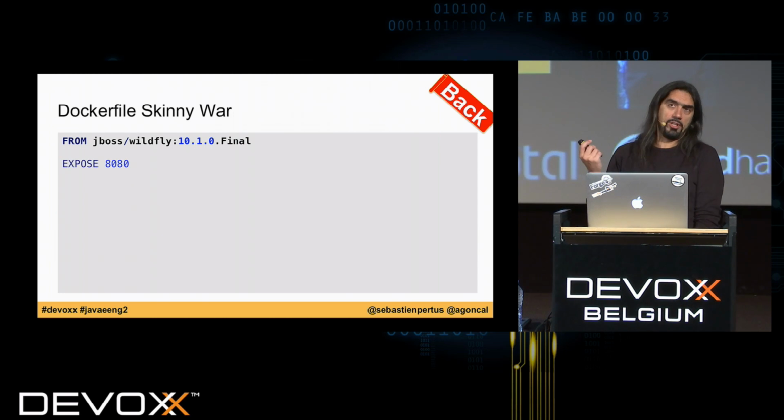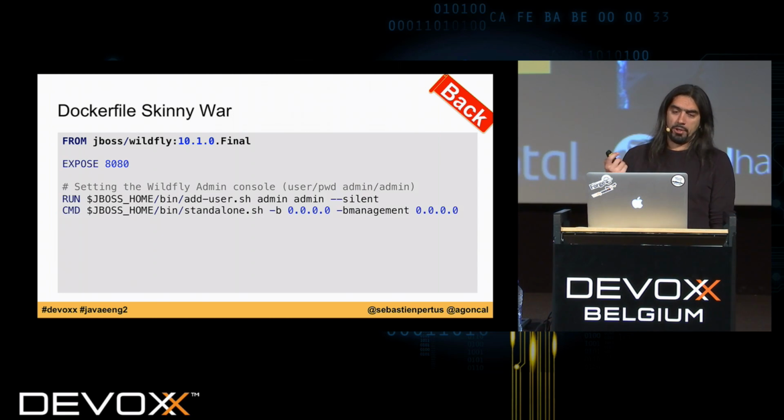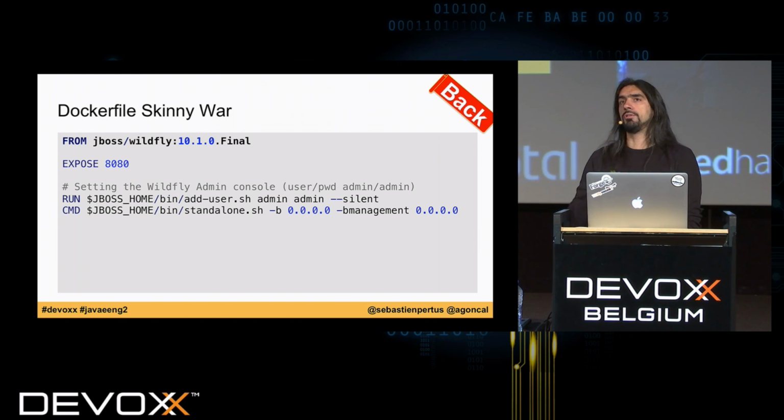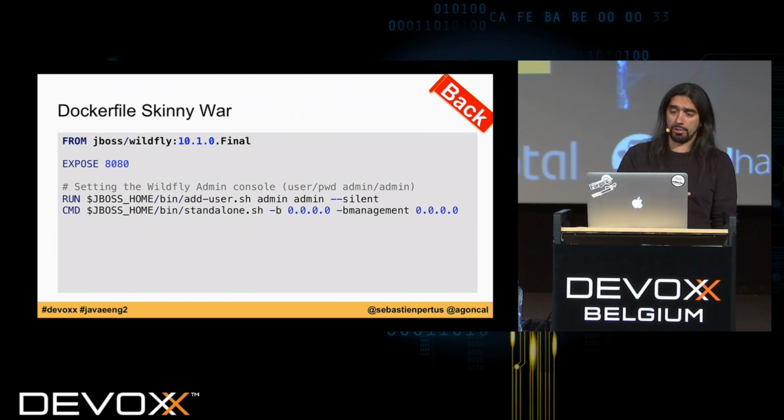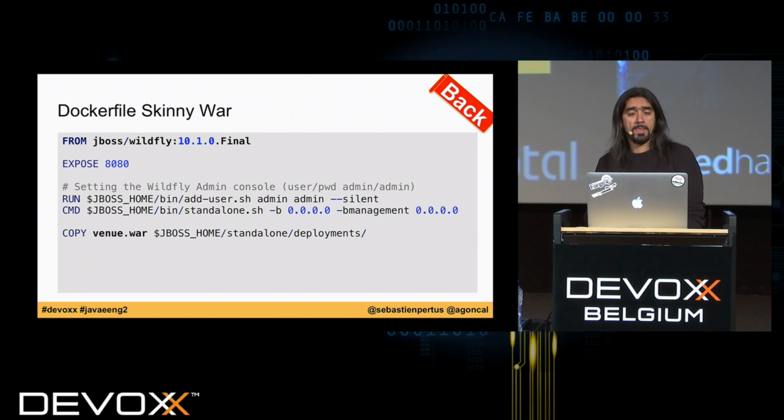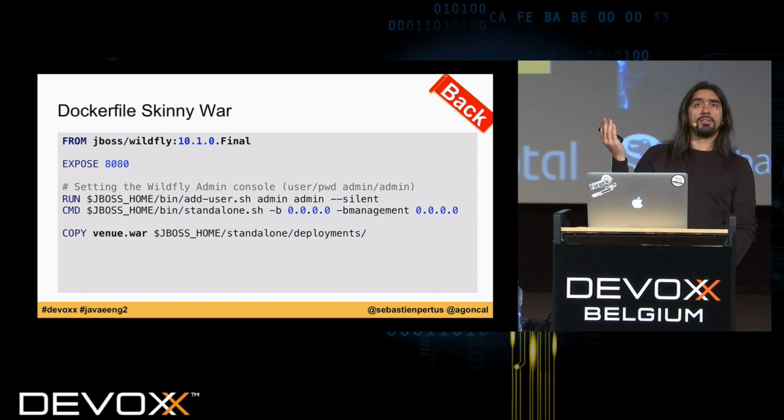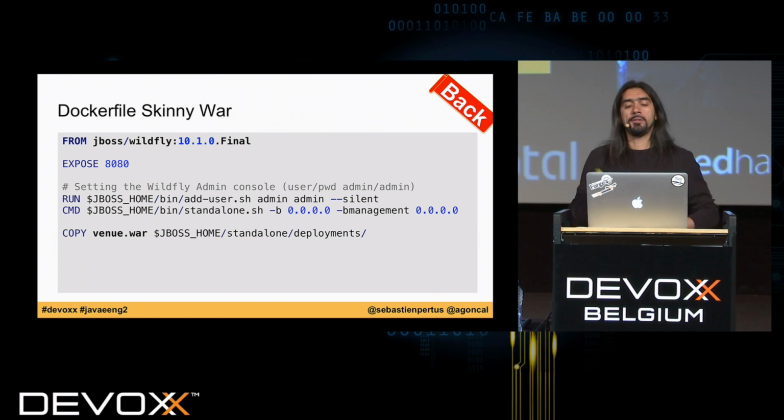So to deploy this skinny WAR into WildFly, we just inherit from WildFly, so I'm using the latest, 10.1. We expose a port. I've created an admin user, so I can have access to the console, but you don't have to. And then I copy this skinny WAR file into the deployment of JBoss. This is the skinny WAR file thing, okay?